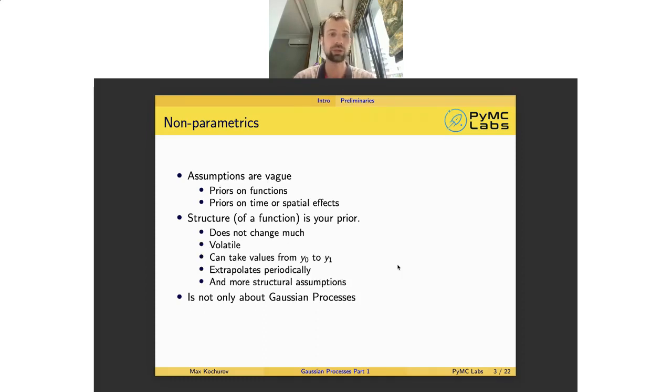And what you say about this function is whether it is volatile, does it change quickly depending on the input variable change. You also decide if your desired function is variable enough, so which values can it take, whether it lies within, let's say, from minus 1 to 10, or if it is positive. So you put something to make more structure. You can also say that your function is periodic, which is very helpful for time series, and it will extrapolate in future, taking care about this periodic structure.